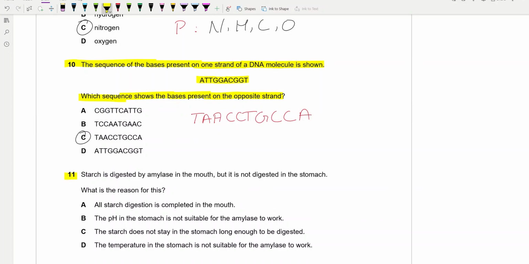Question number 11. Starch is digested by amylase in the mouth, but is not digested in the stomach. What is the reason for this? Option A. All starch digestion is completed in the mouth, which is wrong. Option B. The pH in the stomach is not suitable for the amylase to work, which is correct as the pH is too high. Option C. The starch does not stay in the stomach long enough to be digested, which is again wrong. Option D. The temperature in the stomach is not suitable for amylase to work, which is wrong. So the correct option would be option B.